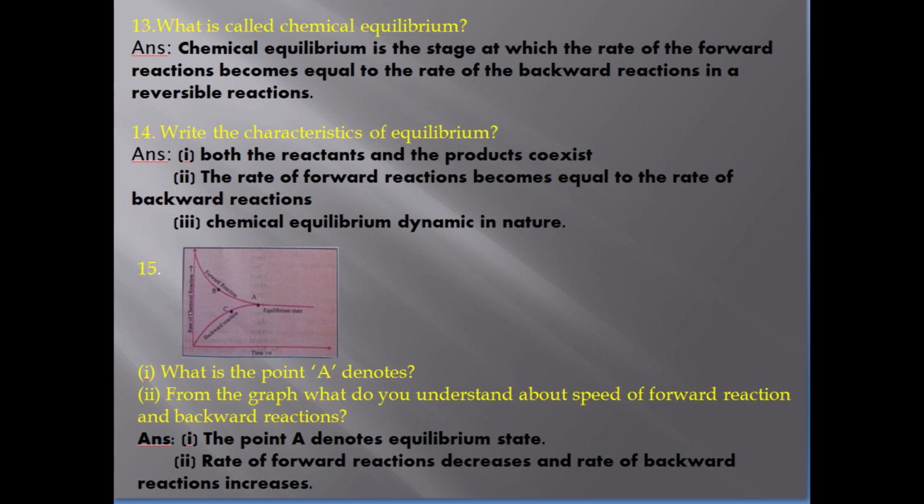Look at the graph there. When the reaction continues, the rate of forward reaction is decreasing and the rate of backward reaction is increasing. At a stage, the rate of forward reaction becomes equal to the rate of backward reaction. That stage is said to be chemical equilibrium, and in the graph, the point A is called the chemical equilibrium.